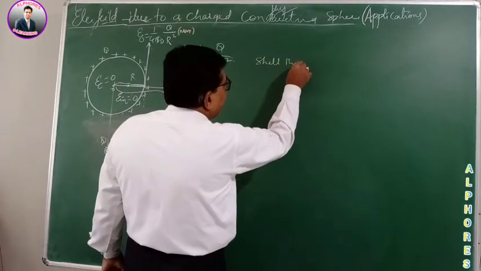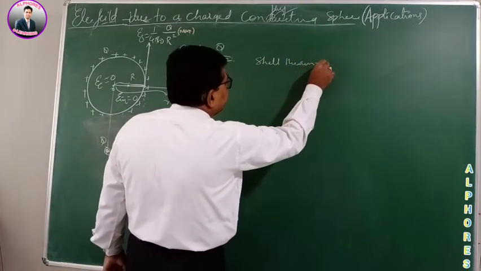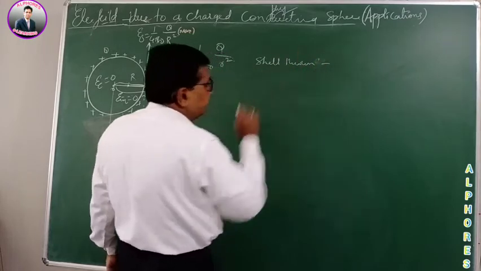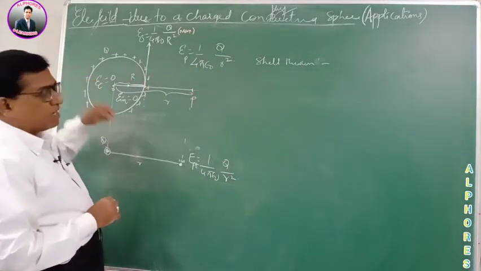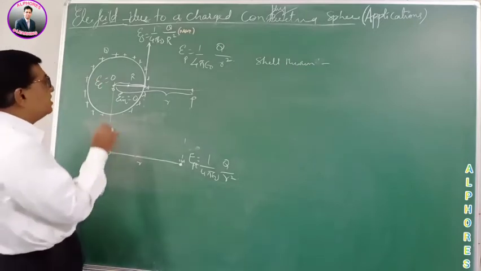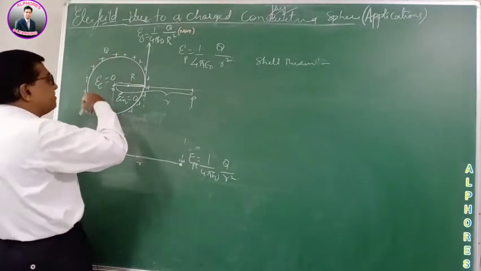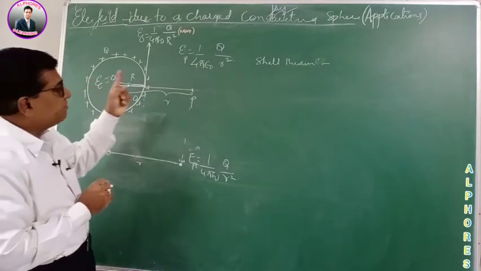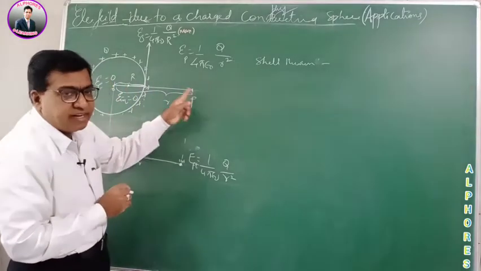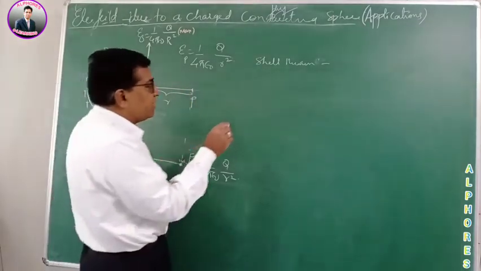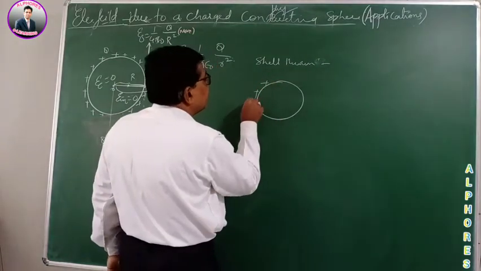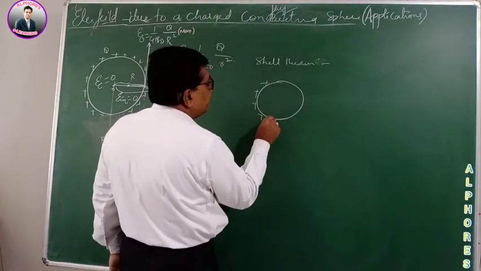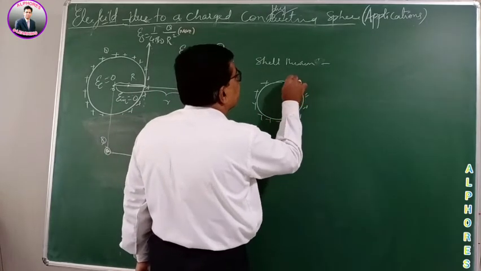Shell theorem number 1, the first shell theorem. According to the shell theorem, whenever a charge is given to a conducting sphere, then the charge resides on the surface. Then the electric field at any point outside. Suppose I imagine a conducting charged sphere, the charge resides on the outer surface.